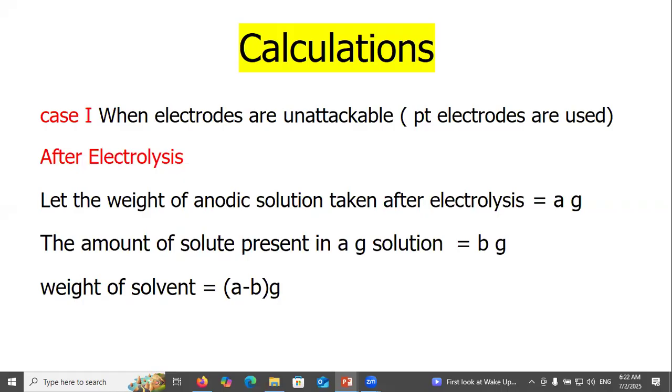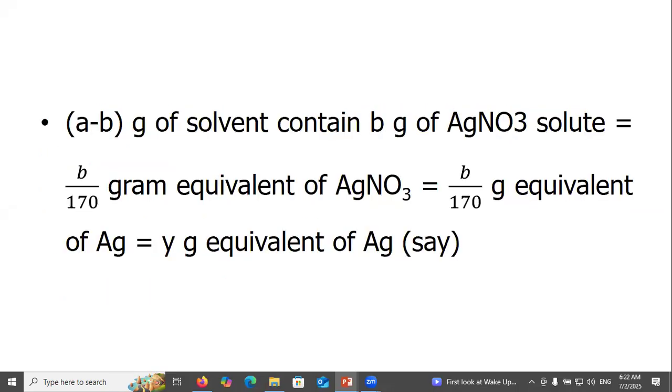Platinum electrodes are used. After electrolysis, let the weight of the anodic solution taken after electrolysis be a gram, the amount of solute present in a gram solution b gram, weight of solvent a minus b gram. A minus b gram of solvent contain b gram of silver nitrate, which equals b over 170 gram equivalent of silver nitrate. So b over 170 gram equivalent of silver equals y gram equivalent of silver.